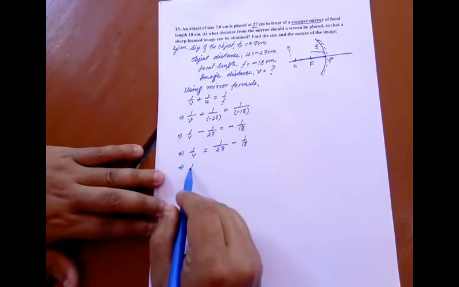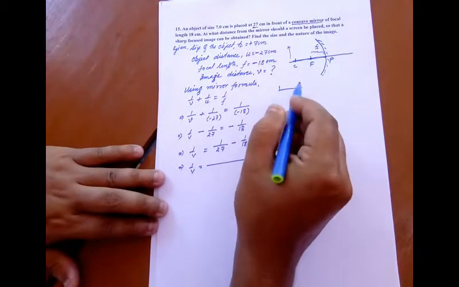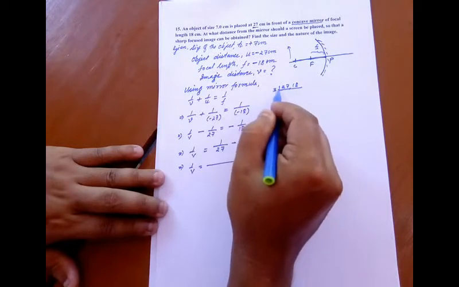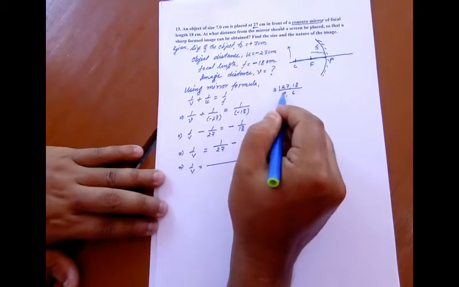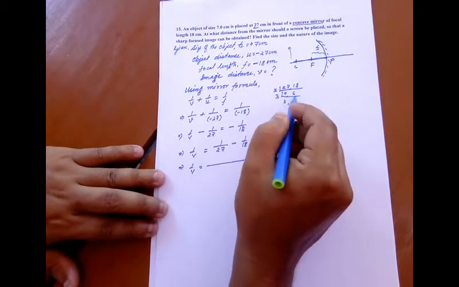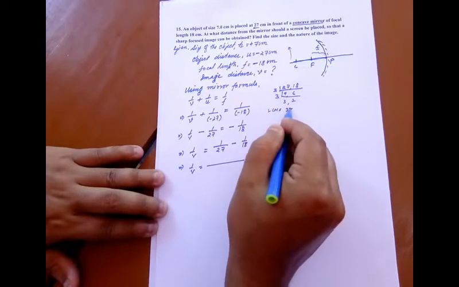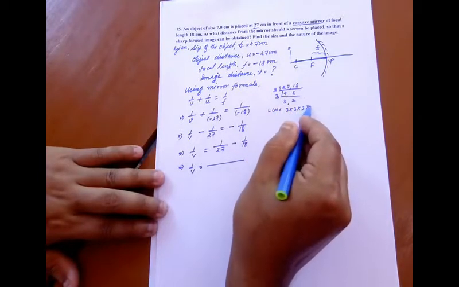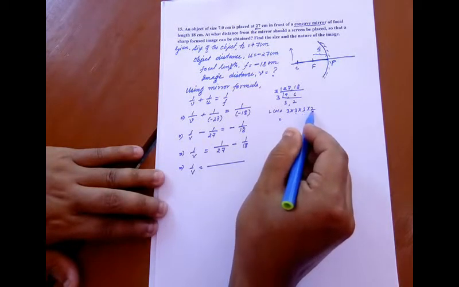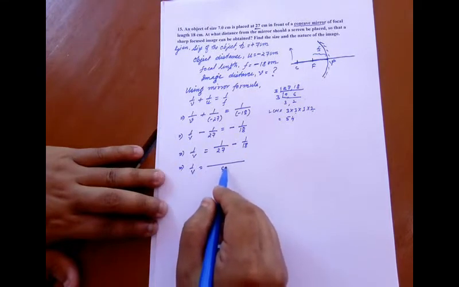So 1 by v equals, if you take the LCM of 27 and 18, both are divisible by 3. 3 nines are 27, 3 sixes are 18. Again it is divisible by 3: 3 threes are 9, 3 twos are 6. So our LCM will be 3 into 3 into 3 into 2. 3 into 3 is 9, 9 into 3 is 27, 27 times 2 is 54. So our LCM is 54.